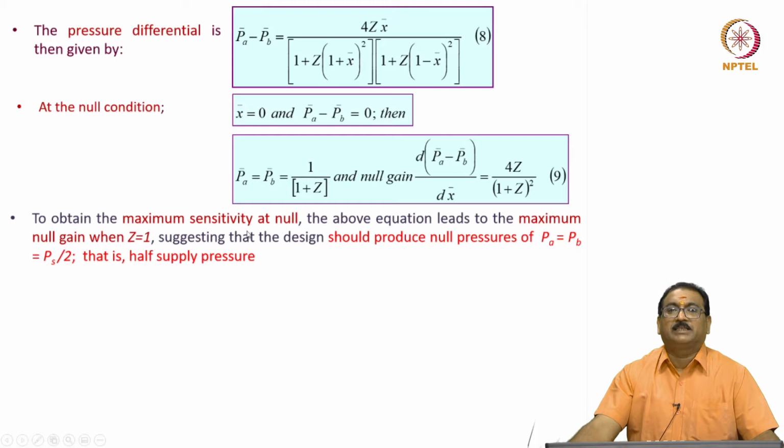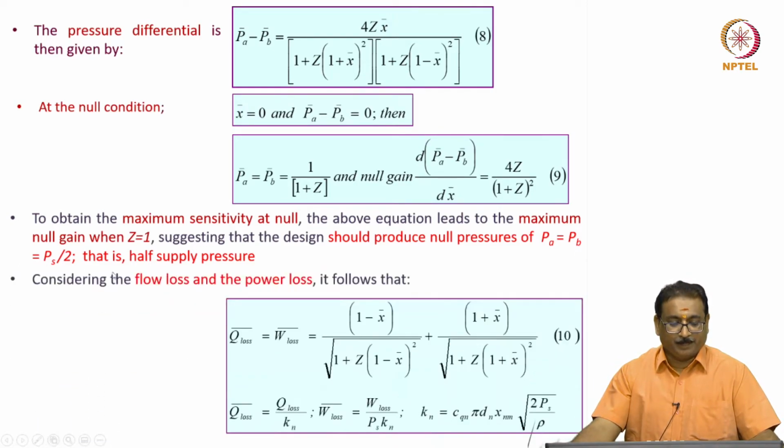To obtain the maximum sensitivity at null, the above equation leads to the maximum null gain when Z equals 1, suggesting that the design should produce null pressures of PA equal to PB, that is equal to PS by 2, that is half the supply pressure.